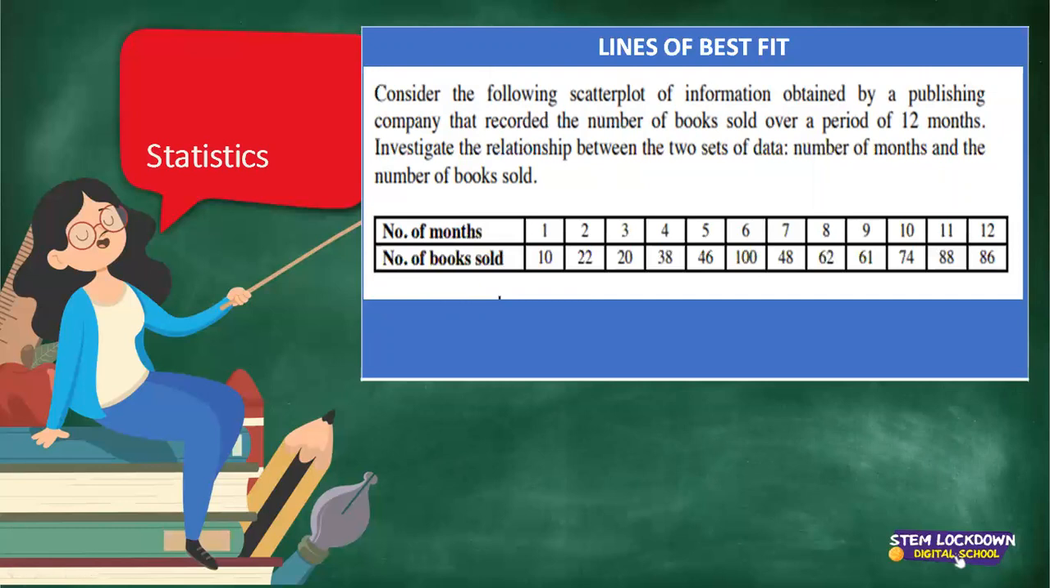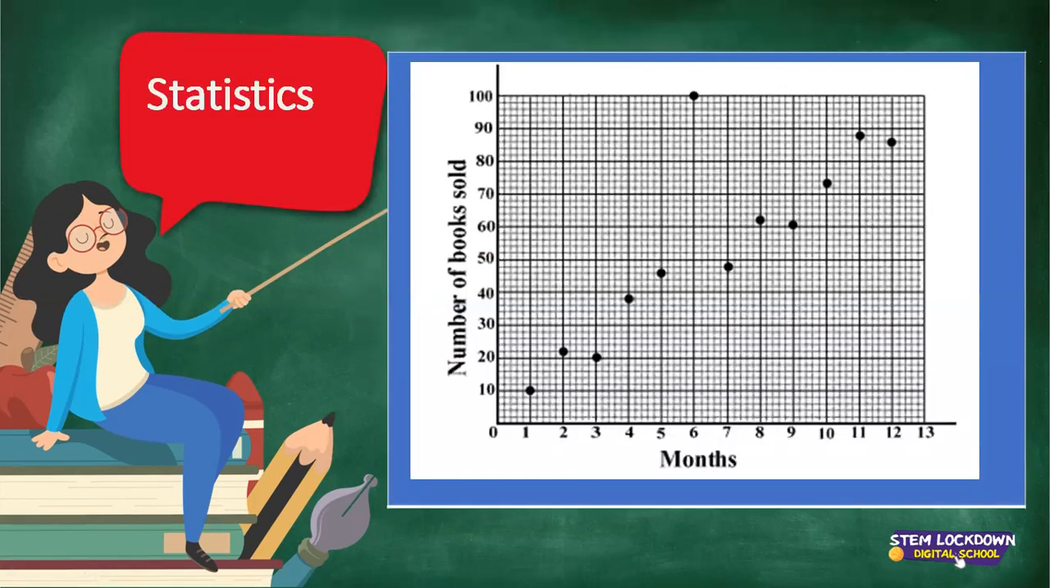Remember, your independent variable will go on your x-axis, and your dependent variable will go on your y-axis. So you see, the number of books sold should depend on the month. The number of books sold will be our dependent variable, which should be on the y-axis, and the number of months will be the independent variable, which will go to the x-axis. Okay. So if you plot that, you have the number of books sold, and then the months.